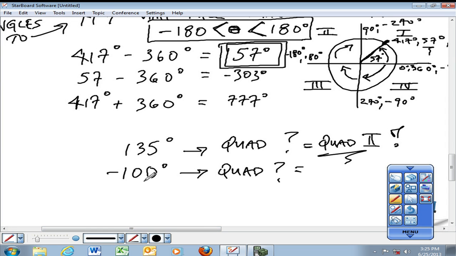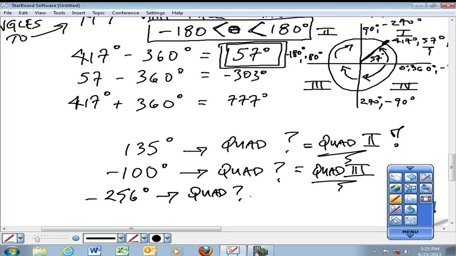So if we have negative 100 degrees, obviously we're not going to be in quadrant 2, because quadrant 2 is only from 0 to negative 90. We're moving in here. We're going to be somewhere in quadrant 3, between negative 90 and negative 180. So that's going to be your quadrant 3. What about negative 256?